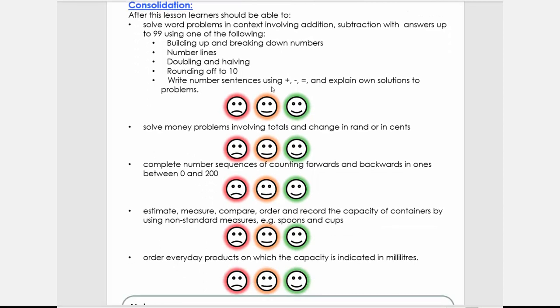Then we're coming to the consolidation. Green faces means we carry on. Orange and red faces means we need to revisit certain concepts, or you need to contact us at SAT.